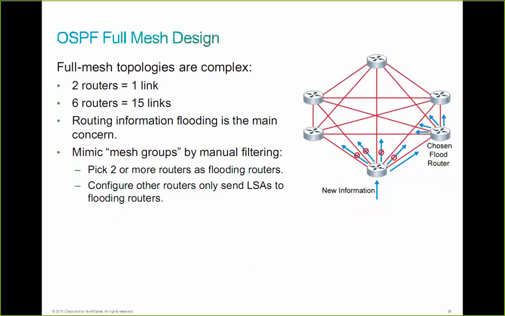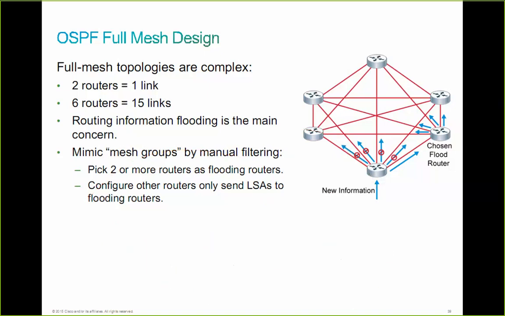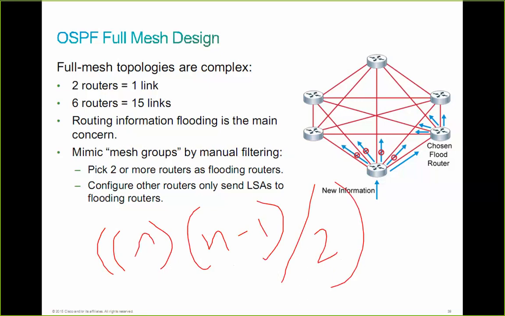Flooding is also a concern, of course, as well. You guys remember the quadratic formula? Let me see if I can write it down here, to calculate the number of links. So n(n minus 1) divided by 2. I didn't write that very well. Let me try that again. n(n minus 1) divided by 2. There we go.